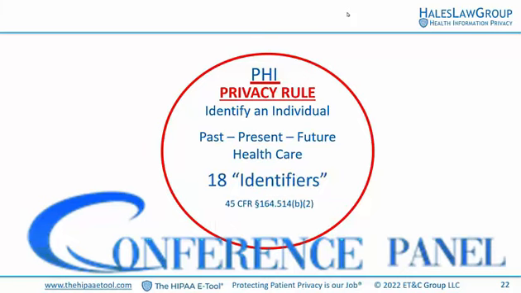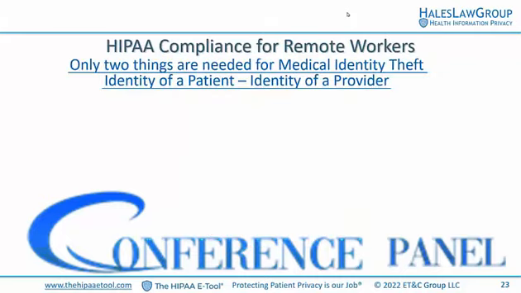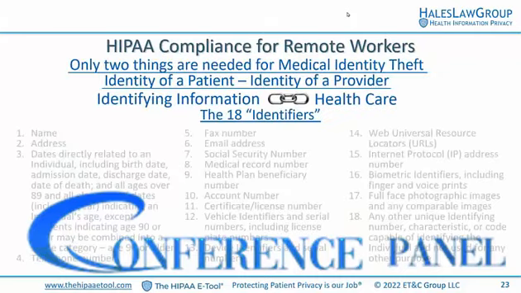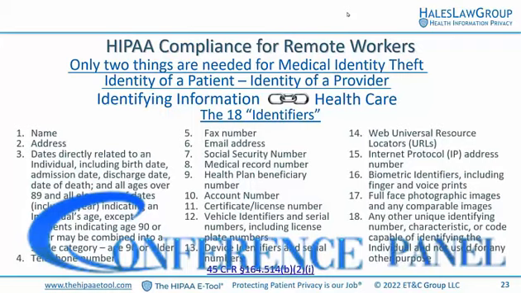HIPAA has 18 different identifiers. What you see on screen is the exact citation to the regulation in which all of these 18 identifiers are listed. And so here they are. And at the bottom of your screen, that's a clickable link that will take you directly to this regulation.